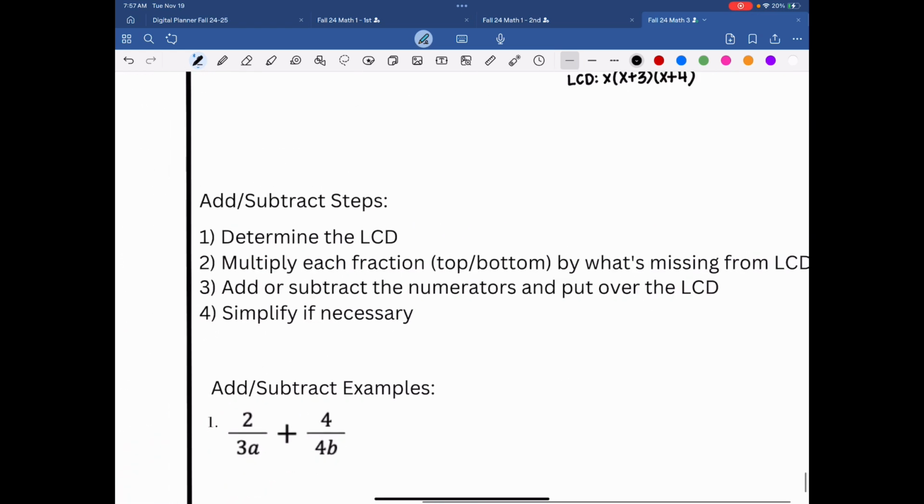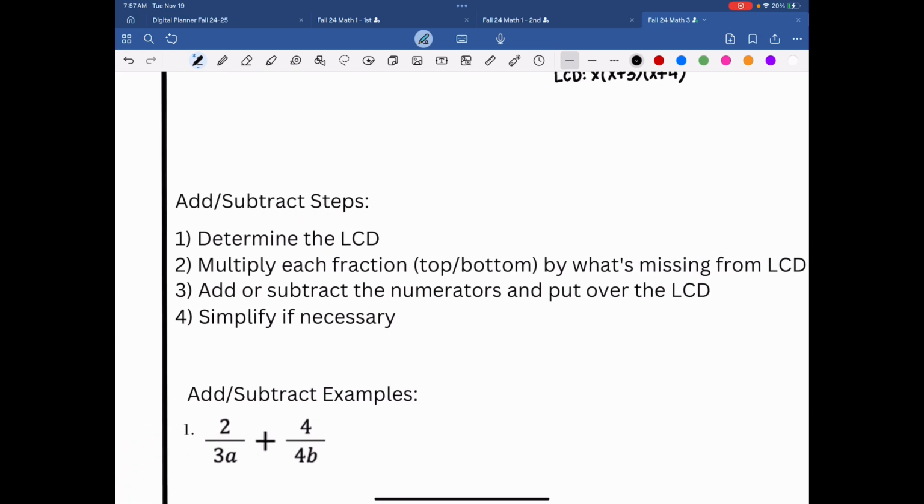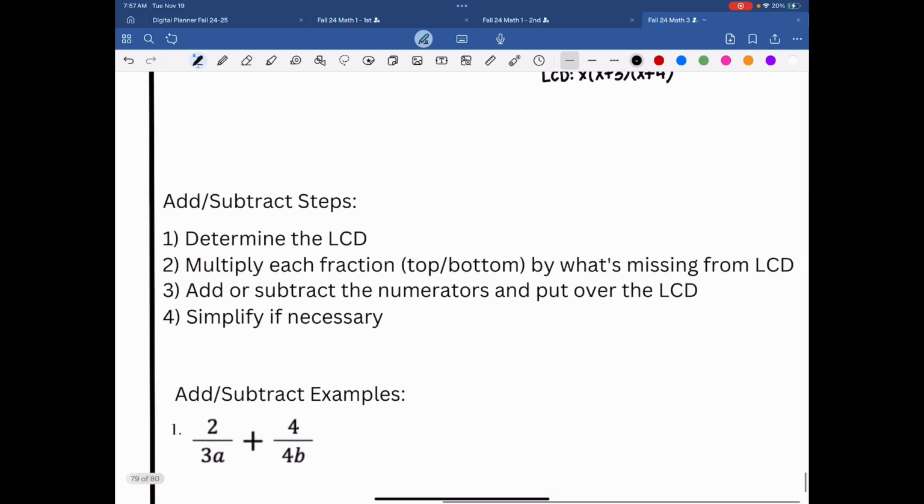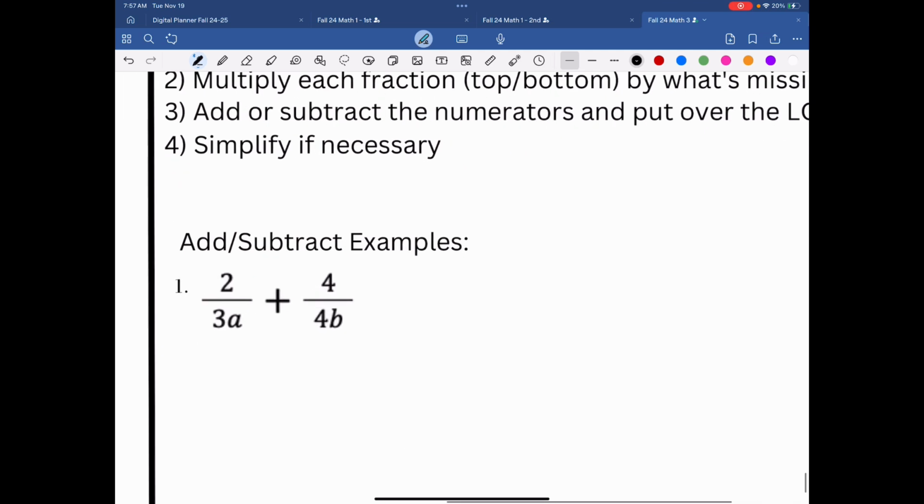So what steps do we need to take here? When we're doing our steps, first we're going to determine the LCD, the least common denominator. We're going to multiply each fraction, the top and the bottom, by what's missing from the LCD, and then add or subtract the numerators and put it over the LCD, and then simplify if necessary.